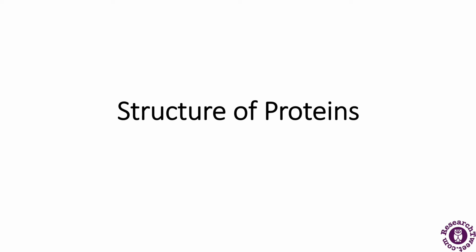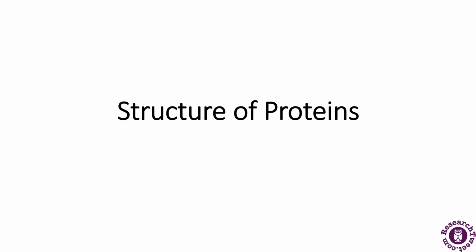Now, the next question is what are the protein structures and what are the stages of protein structure? There are four stages of protein structure: primary, secondary, tertiary and quaternary. These are the four levels of protein structure.